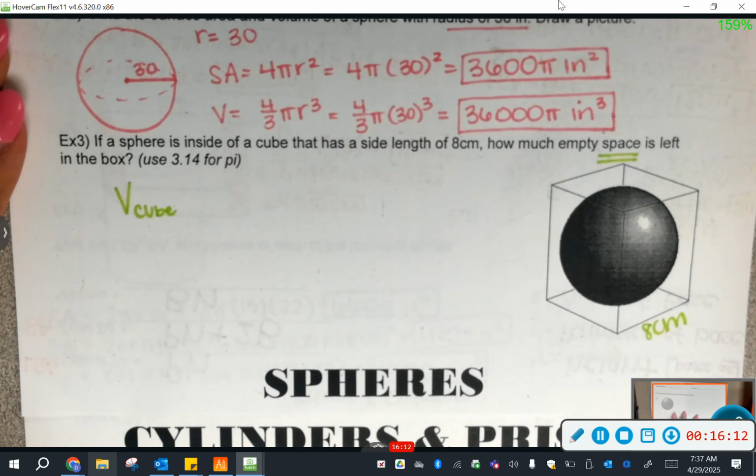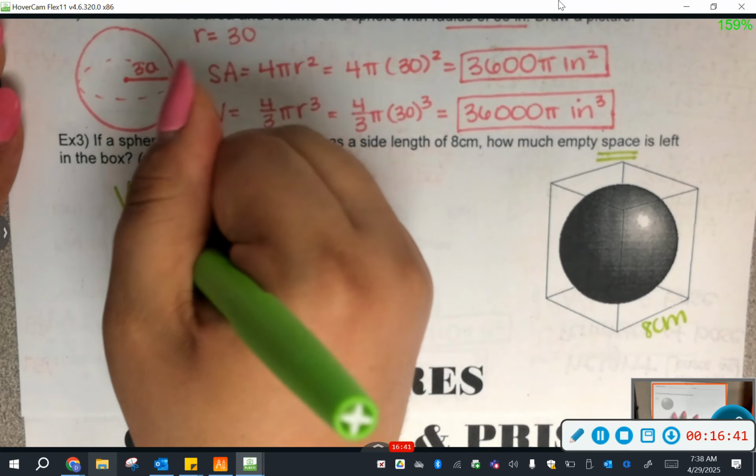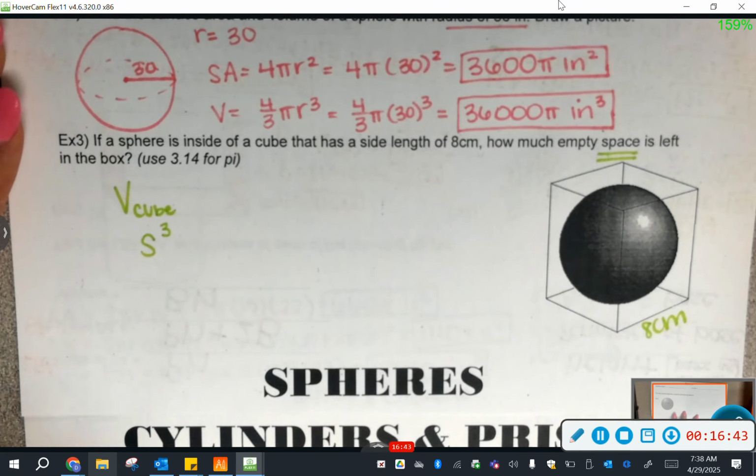Well, guess what the volume of a cube is? No. How did we find the area of a square? S squared. Yeah. So how do we find the volume of a cube? S. Square root? It's a cube. S cubed. The volume of a cube is S cubed.